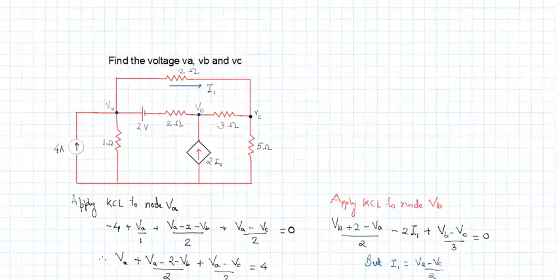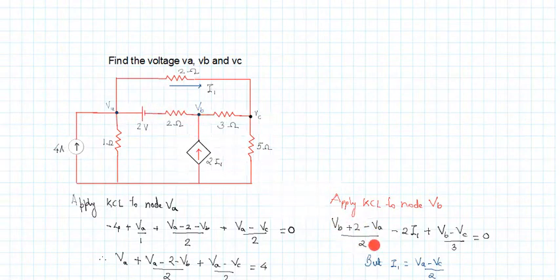So how did we get the equation for the first branch? It was VB plus 2 minus VA by 2. This is the first, right? And then we consider this. Since this is an incoming current, we have to consider it as minus 2I1, right? And then the third current, VB minus VC by 3. We added all of them and this is 0, correct? So this is the KCL applied to node B.